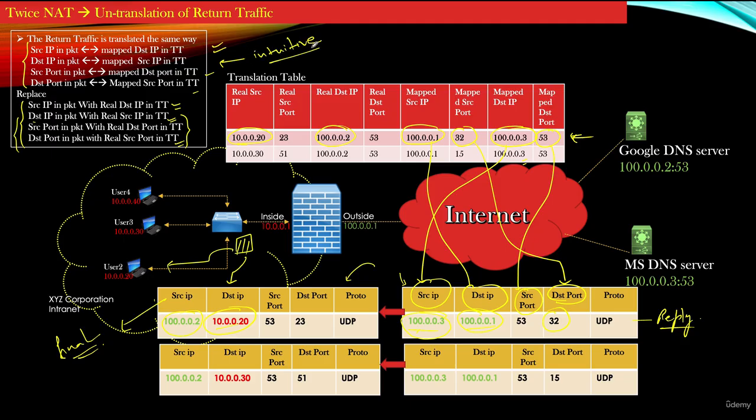So in this complete transaction, the notorious user 2 thinks that he is happily talking to the Google DNS server, but in reality, he is talking to the Microsoft DNS server. User 2 would never know that he is actually talking to the Microsoft DNS server instead of the Google DNS server. But at the same time, all his DNS requirements are satisfied.